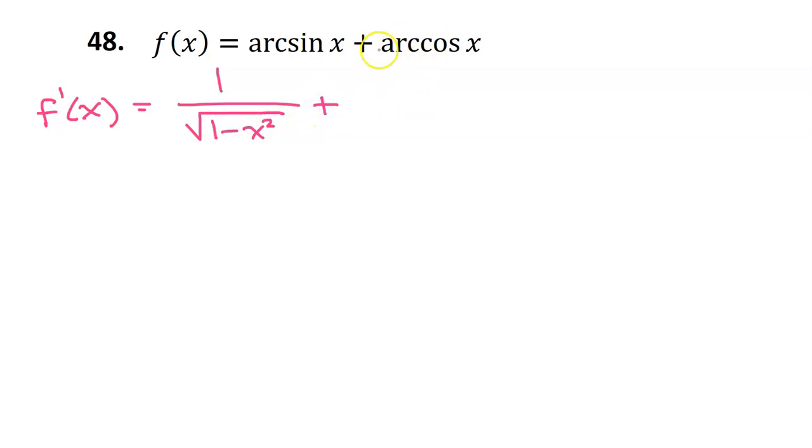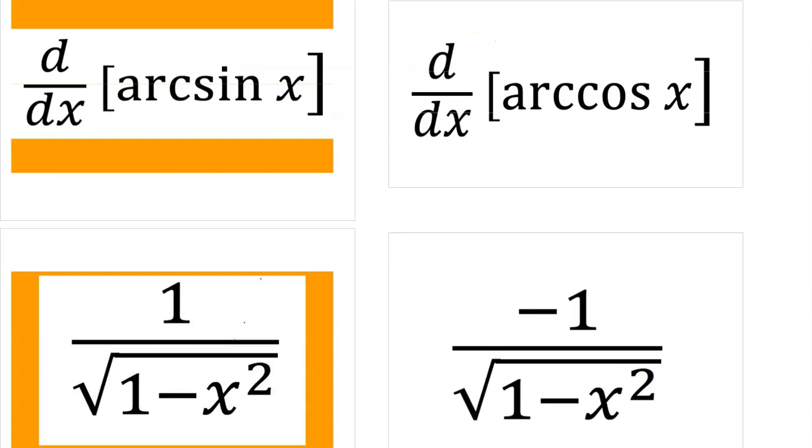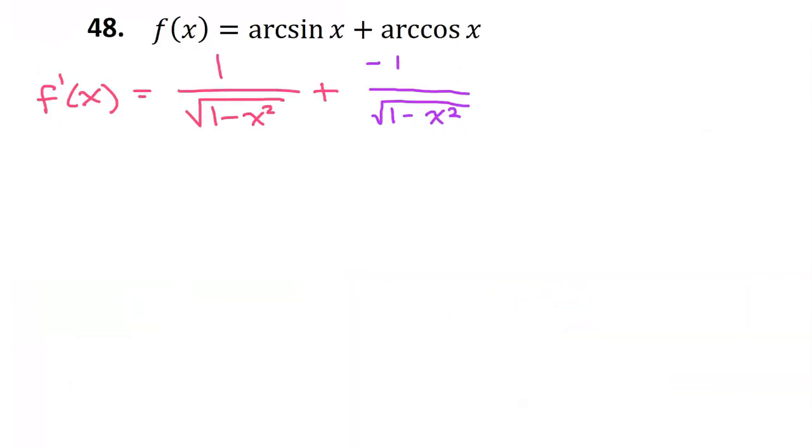Now it's time for the derivative of arccosine, which I have not mentioned yet. Compare the derivative of arcsine and arccosine. Notice that they are identical except for arccosine has a negative 1 instead of a positive 1. Since these are the same except one is positive and one is negative, they will cancel each other out. And we will end up with f prime of x is equal to 0.